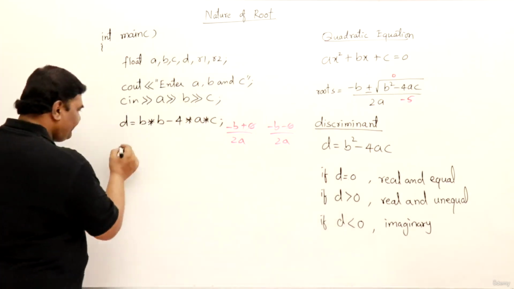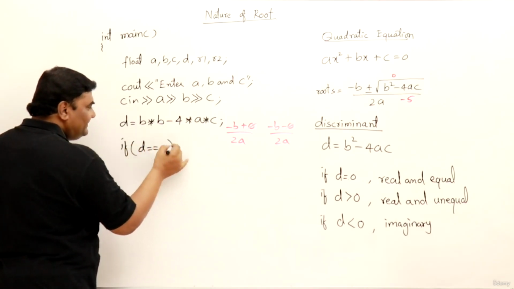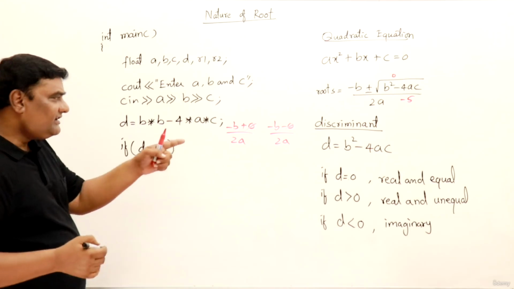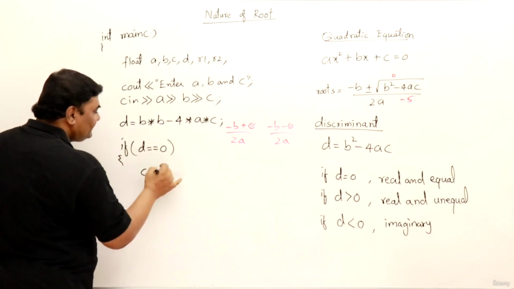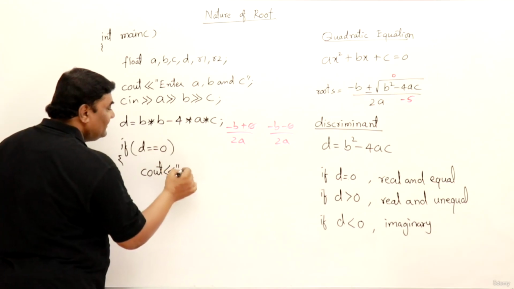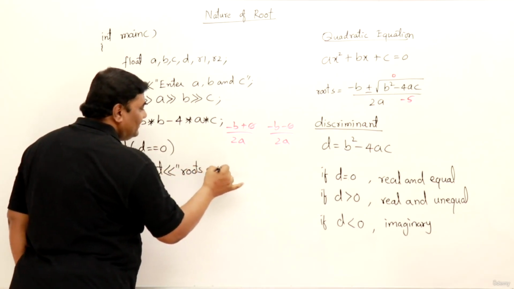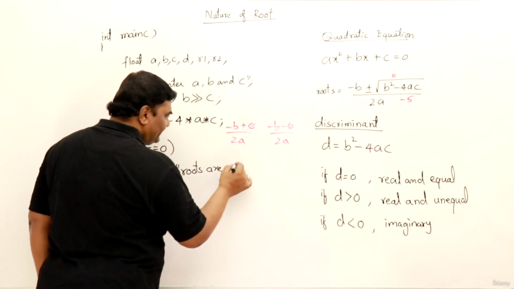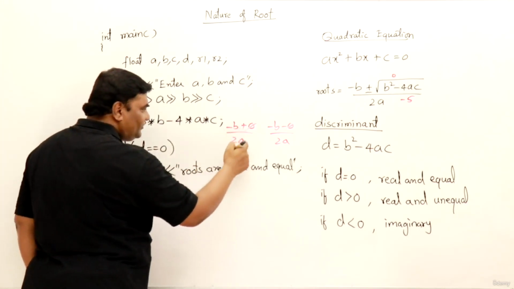First one, if this d is equal to 0, this d is equal to 0, means roots are equal and real. So I will give a message, cout, roots are real and equal. Roots are real and equal. I will finish writing this. Then after this, I want to display roots also, that is minus b by 2a.